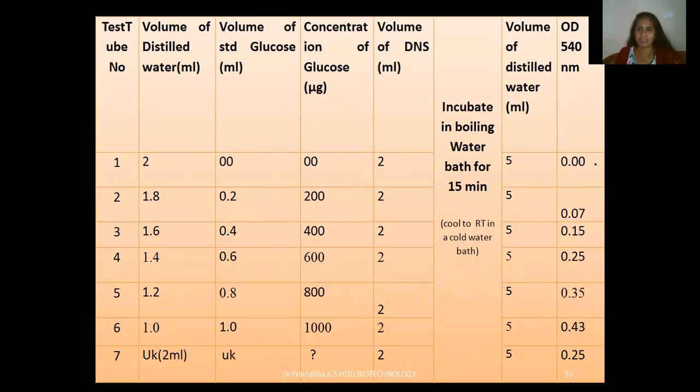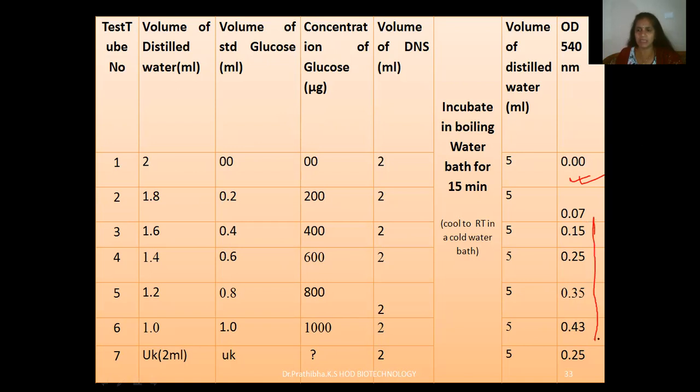Just imagine we got this kind of concentration and OD here. Just make a note of this one. The first one is always adjusted to 0.00, then 0.07, then 0.15, then 0.25, then 0.35, 0.43. Here, you always get a standard straight line, based on the color development, in increasing order.